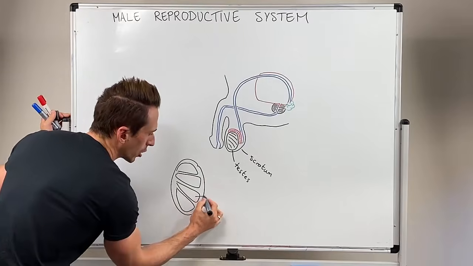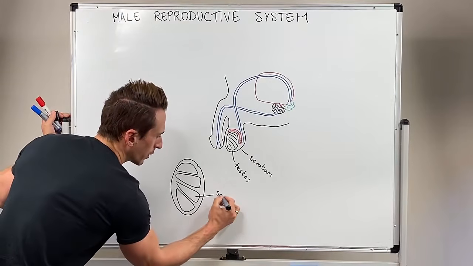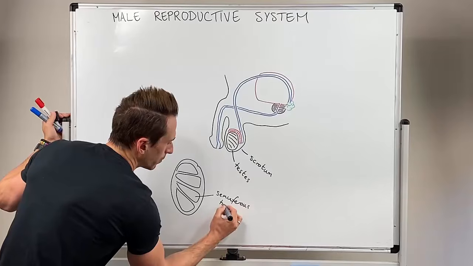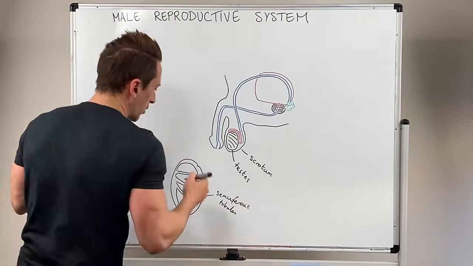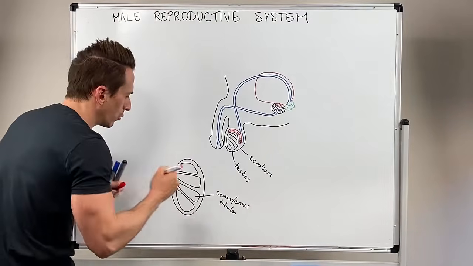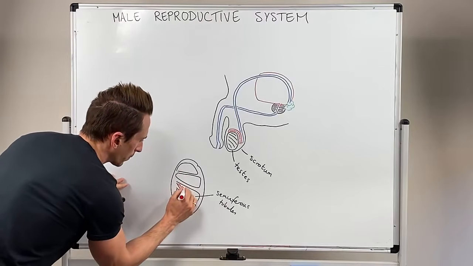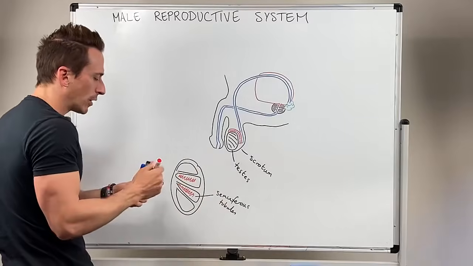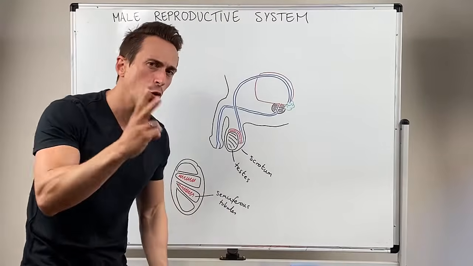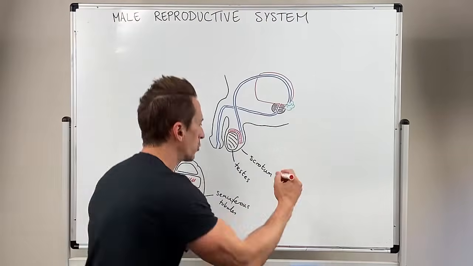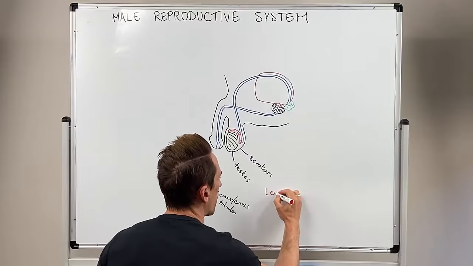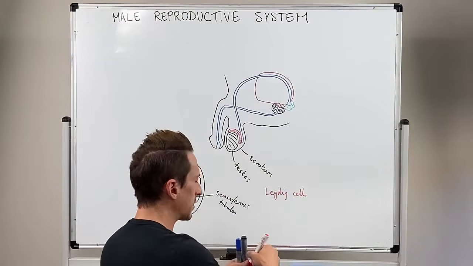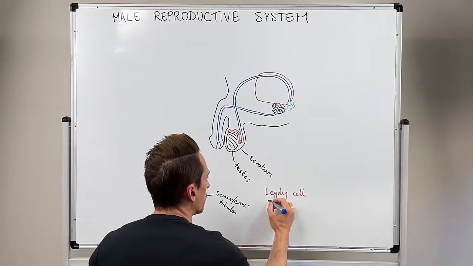And within each lobe, you're going to find something called seminiferous tubules. So these are just convoluted tubes inside each of these lobules of the testes. And if you were to have a look within these tubes, there are two major cell types that you should be aware of. First cell type are the Leydig cells. The second cell type are the Sertoli cells.